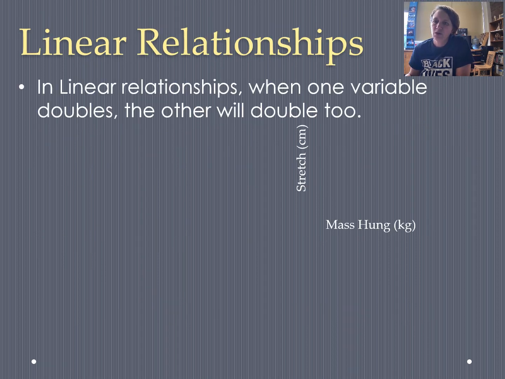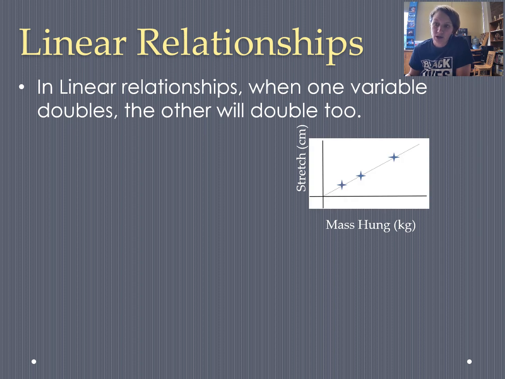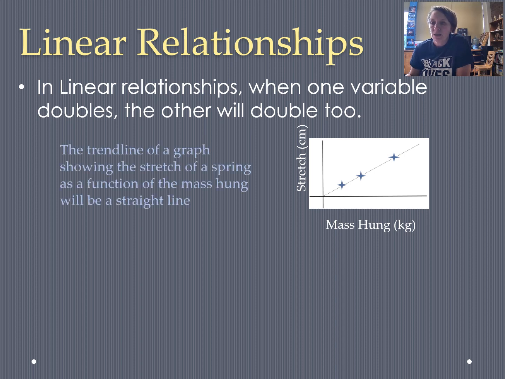If you have a pure linear relationship, not quadratic, then what happens when one variable doubles is the other variable is going to double as well. The lovely thing about this is it makes a trend line on a graph that is a straight line. And so you will see the graph to the right shows the amount of stretch of the spring has a straight line trend line with the amount of mass that you hang.